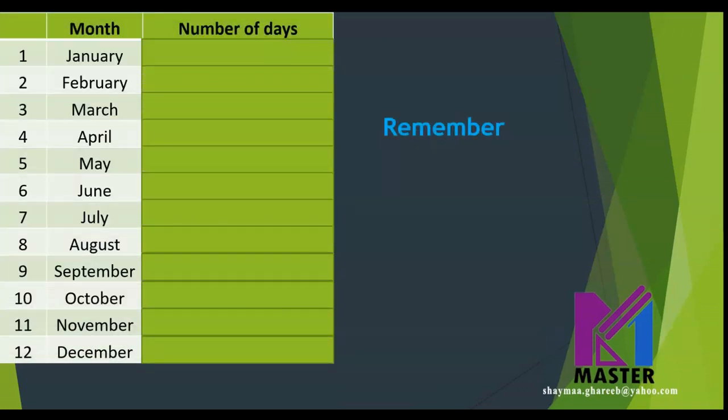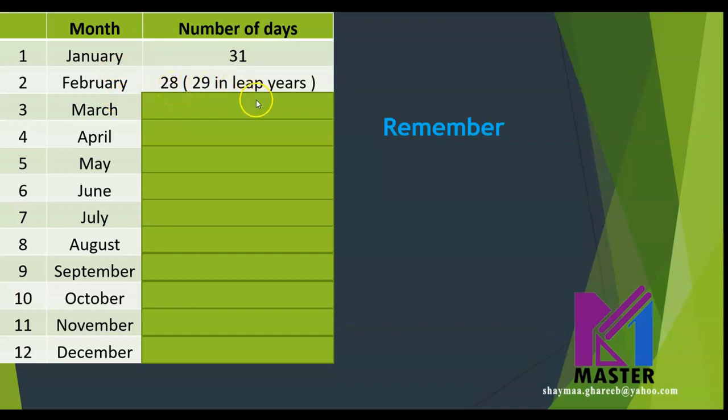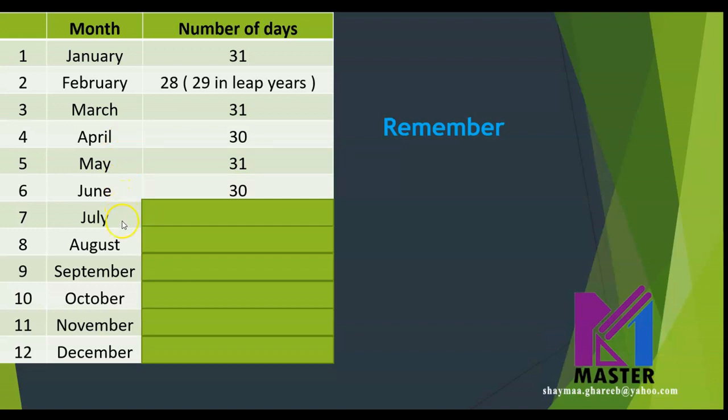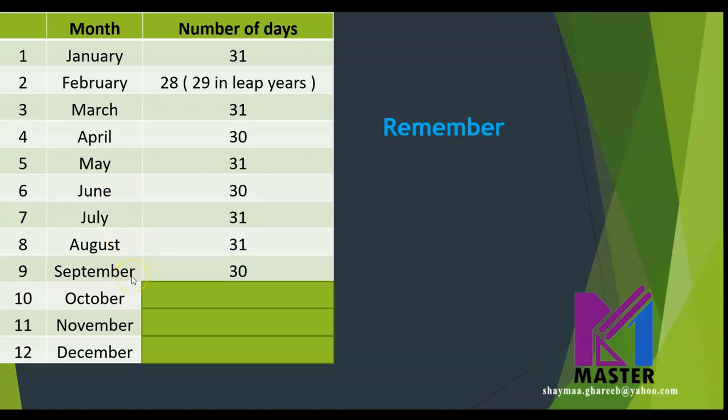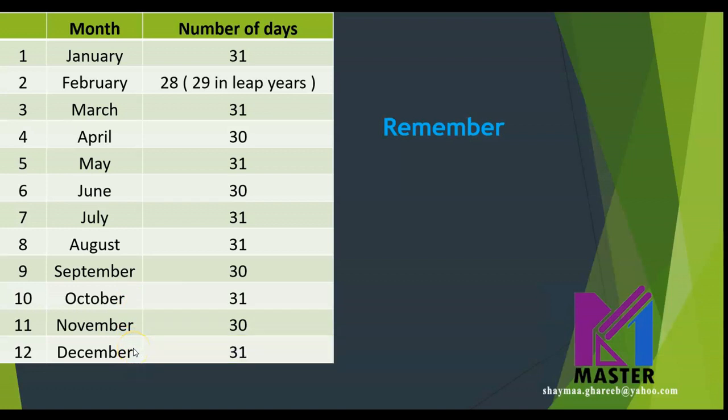First, let's remember the number of days in each month of the year. January has 31 days, February 28 days and 29 days in a leap year. March, 31 days. April, 30 days. May, 31 days. June, 30 days. And July, 31 days. August, 31 days. September, 30 days. October, 31 days. November, 30 days, and December, 31 days.